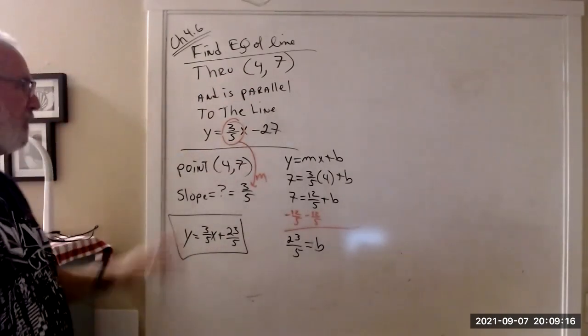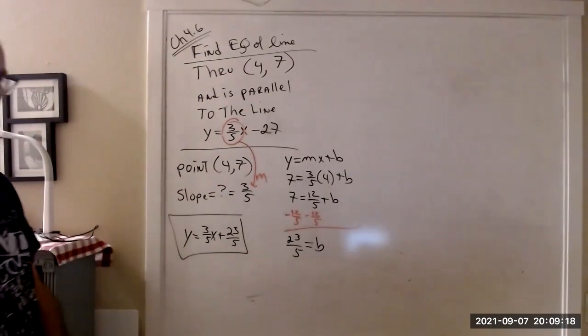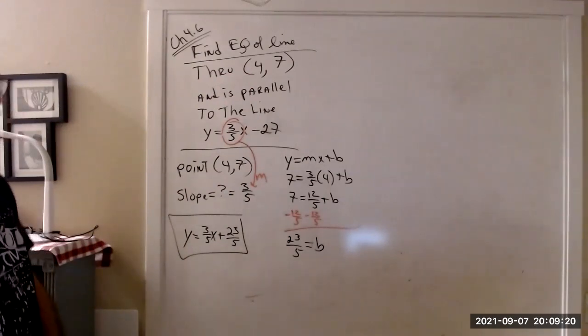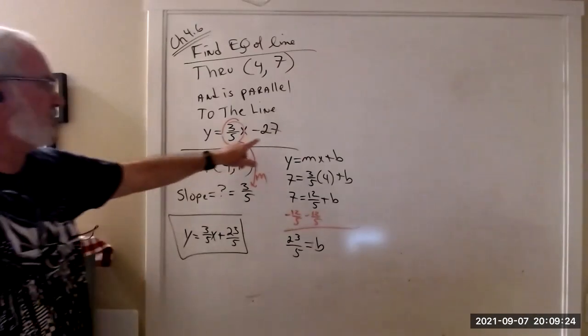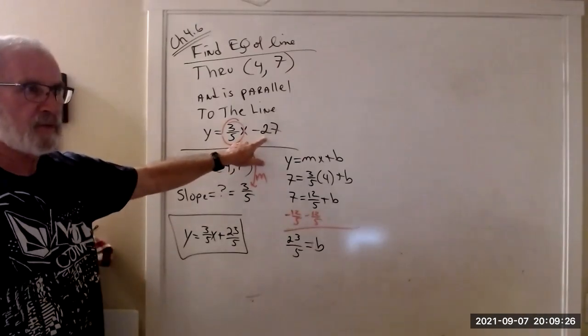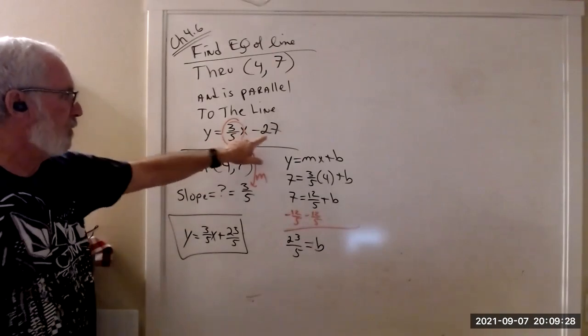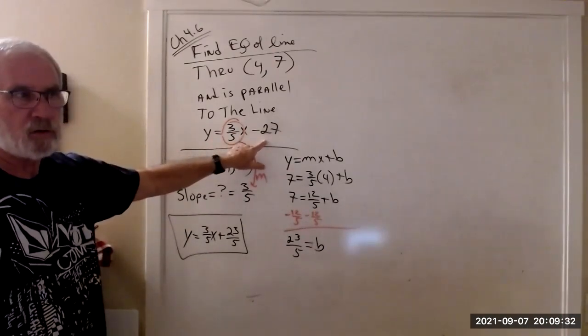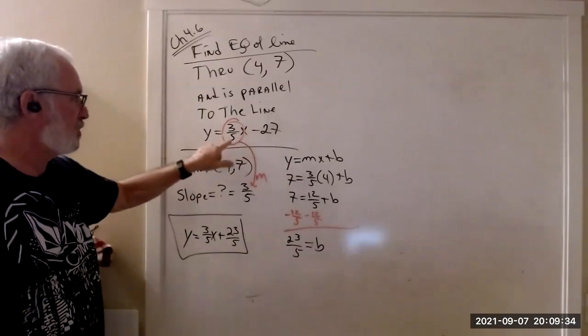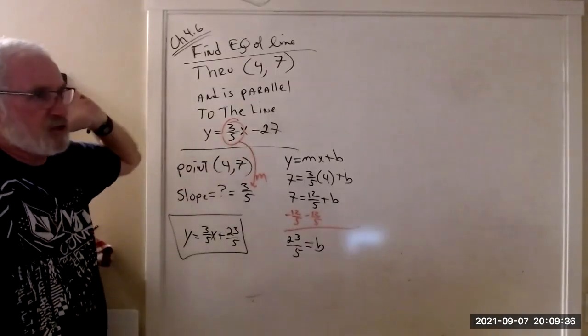Questions about that problem? What happened to the -27? Okay, what does slope care about the y-intercept? Nope. The y-intercept doesn't affect the slope at all. It just says the slope was 3/5. That's it.